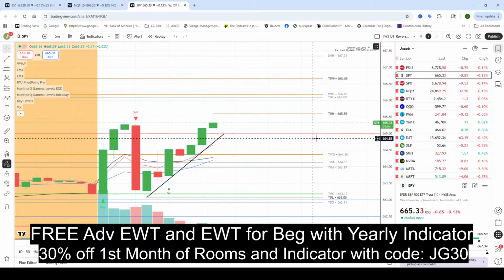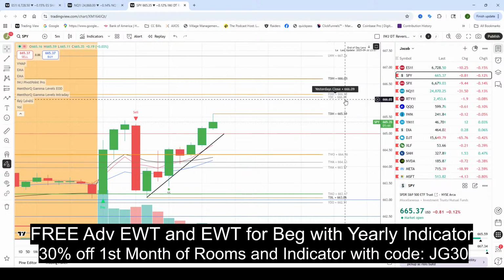How can you look at 5 minute chart gaps? Gaps are 1 day, aren't they? Yeah. So I have my levels. So you can see right here, yesterday's close is 666.09. So to fill the gap, they have to come tag 666.09.